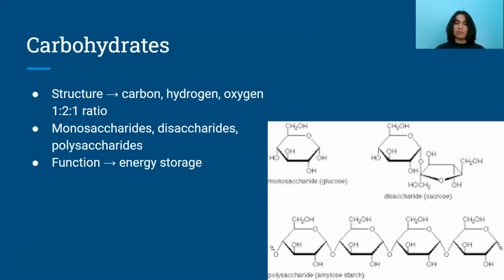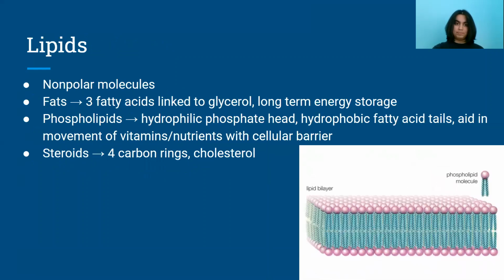Carbohydrates are made up of carbon, hydrogen, and oxygen. Now, they have different structural forms. So monosaccharides, mono meaning one, has one subunit. Disaccharides, di meaning two, has two subunits, and poly meaning many. Polysaccharides are just a long chain of polymers. Now, carbohydrates are used for energy storage.